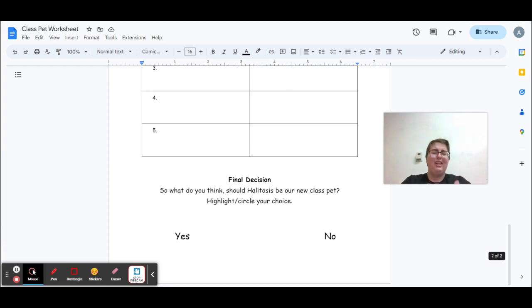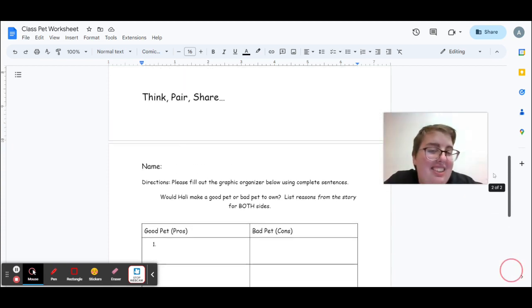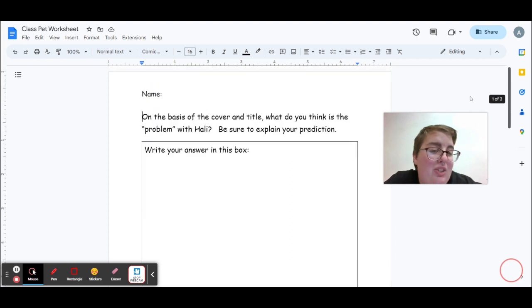Once again, on their own, they will highlight or circle their choices. Circle yes. That means you would love to have halitosis as a class pet. Circle no. You would not like to have halitosis as a class pet. And then that's all we would do for the day. But that's not all we're going to talk about.